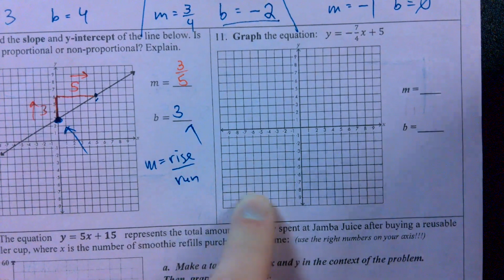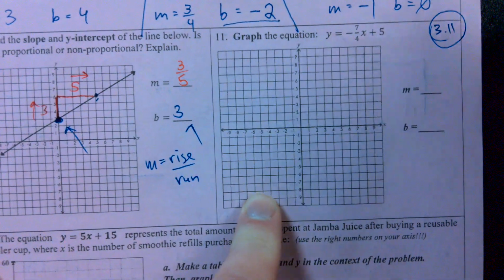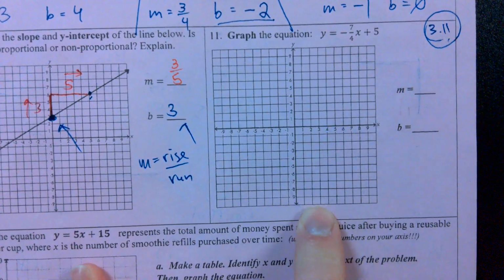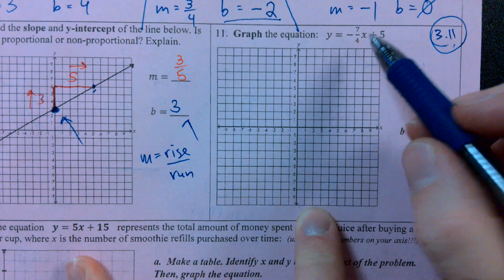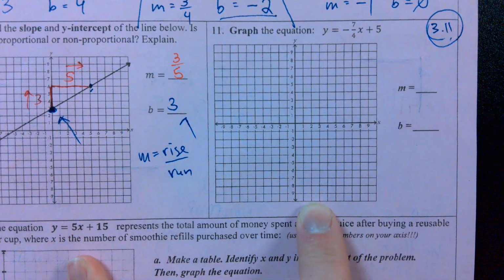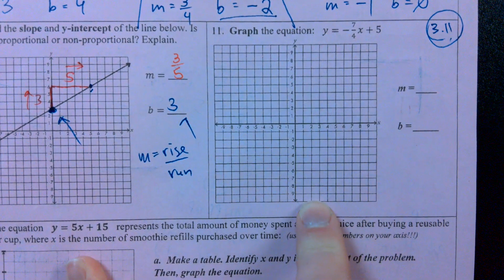Number 11, it's 3.11. I didn't do that on purpose. 3.11, right? If I'm looking at my equation, now we're given the equation, we got to graph it. So based on this equation, what's my m?